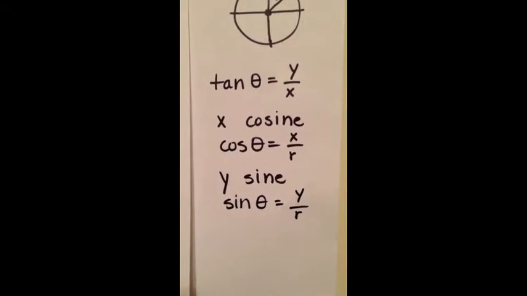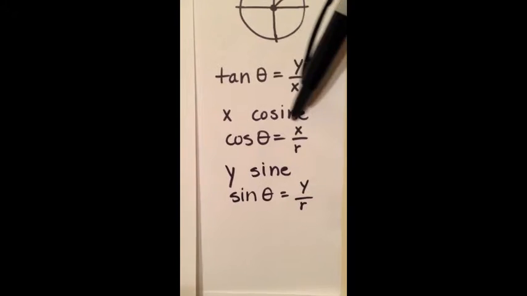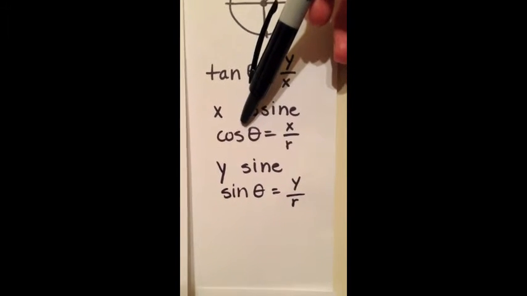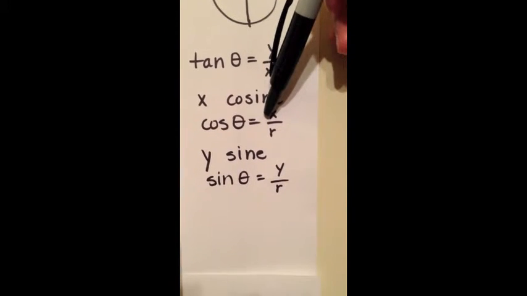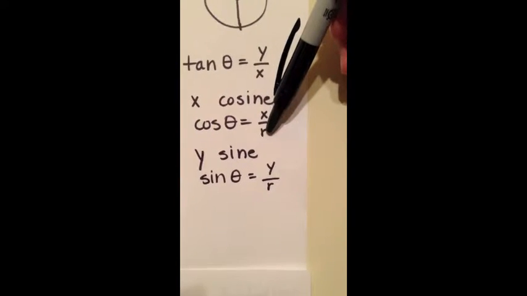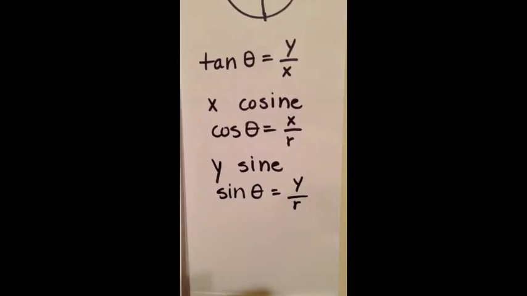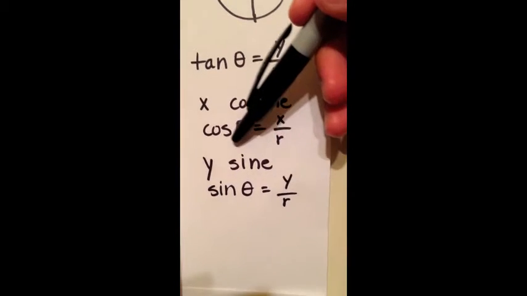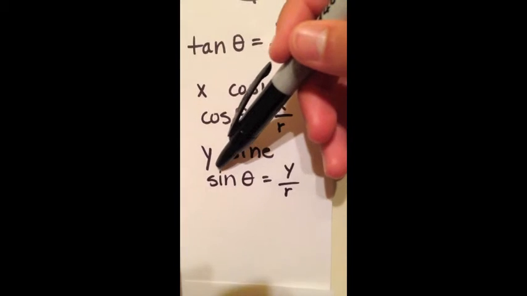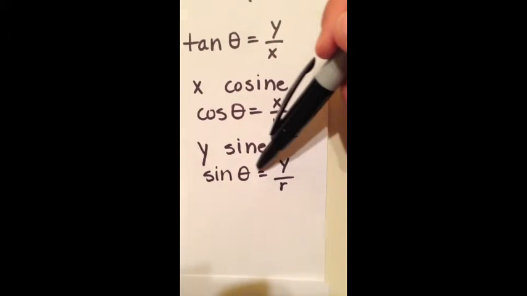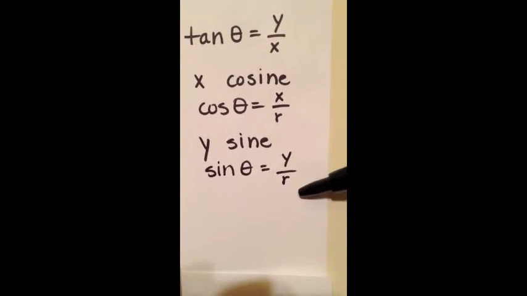Now we know that the x value, or cosine, which also means cosine theta equals x over r. From there, we know that the y value, or sine, or sin theta equals y over r.